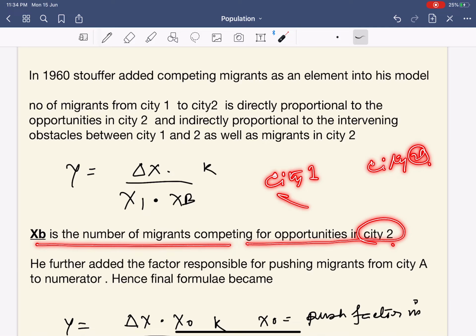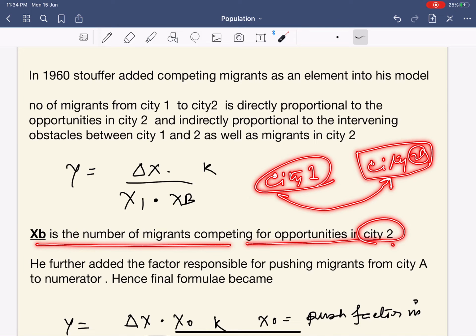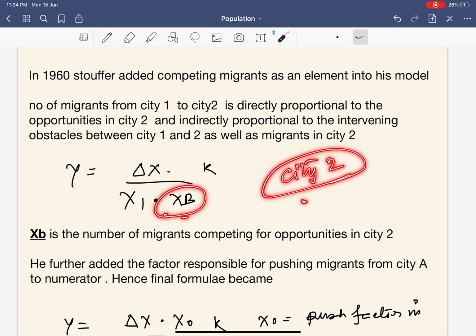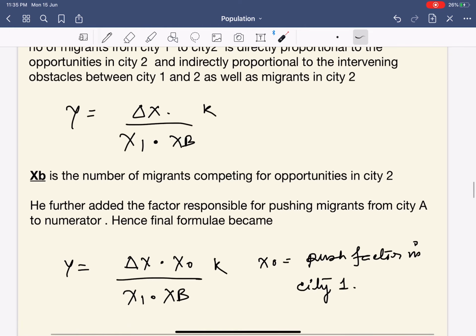Stouffer says that the number of migrants who will move from city 1 into city 2 is directly proportional to what? It is directly proportional to delta x, which is nothing but the opportunity that is available in city 2, whereas xb is nothing but those migrants who are already there in city 2. It means that if some migrants are coming into city 2, but there are already some migrants present in city 2, they will be competing with this flow, this particular group of migrants that are coming right now. Now this is quite simple.